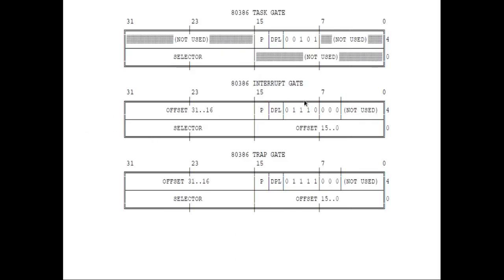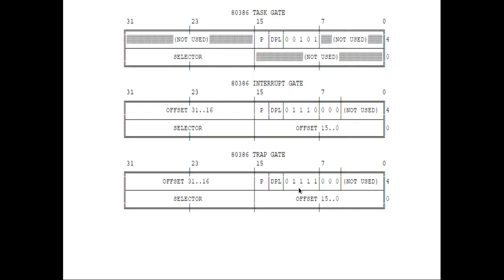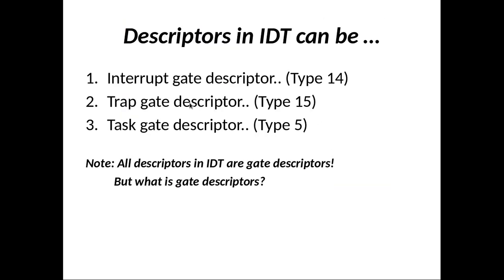Then next, interrupt gate. Observe these 4 bits, 1110. 1110 means it is 14. So type 14 means it is interrupt gate. And what is the type of trap gate descriptor? It is 1111. So 4 times 1 means it is type 15. So type 15 is a trap gate descriptor.